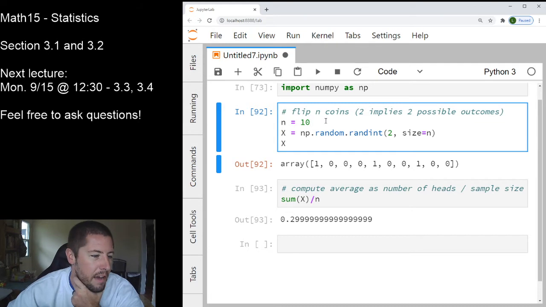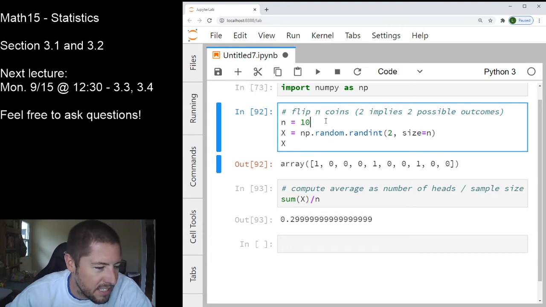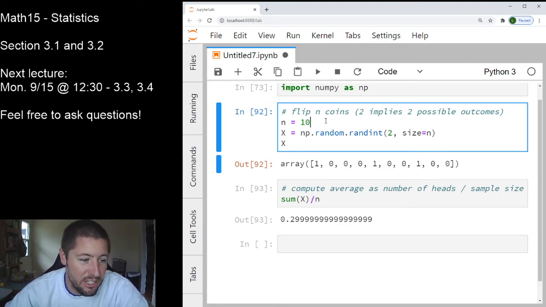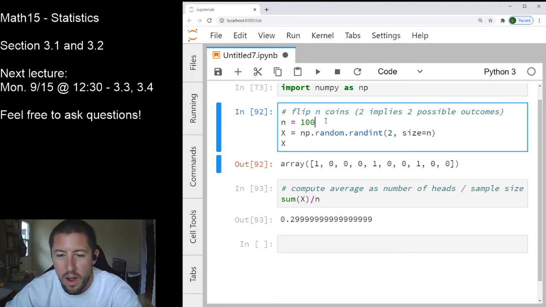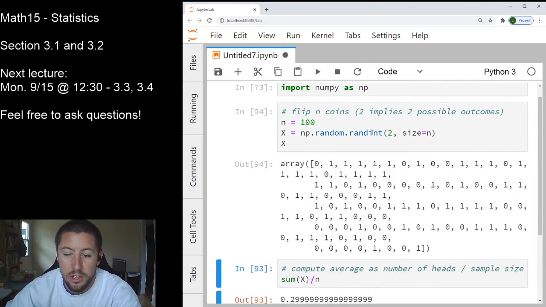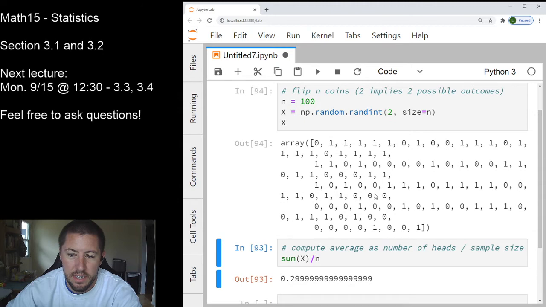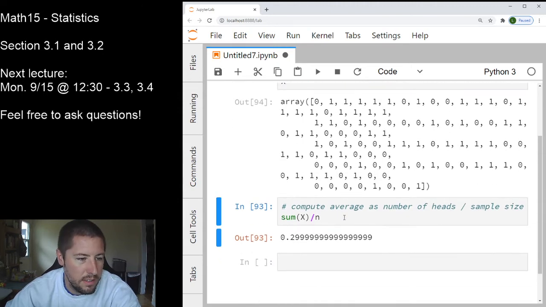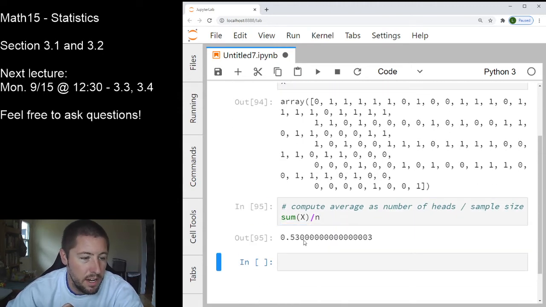Now, the thing you have to ask yourself is, if I flipped a coin 1,000 times, would I ever expect to only get 300 heads and 700 tails? And the answer is no, that's insane. That would be a wildly unlikely outcome. So if I bump this up to 100, we can still see, it's a little strangely formatted there, but 100 zeros and ones. And I can go ahead and compute this here.